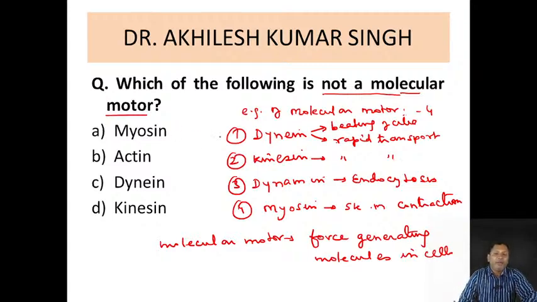So which one is not a molecular motor here? Myosin is a molecular motor, actin is not a molecular motor, dynein is a molecular motor, kinesin is a molecular motor. The question is asking which is not a molecular motor. So what is the answer here? The answer is B, actin. Actin is not a molecular motor.